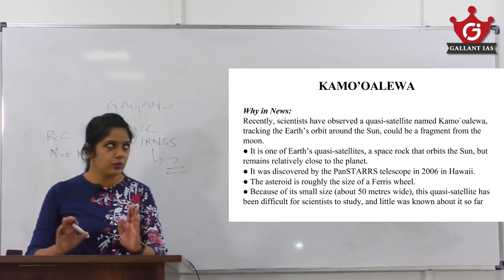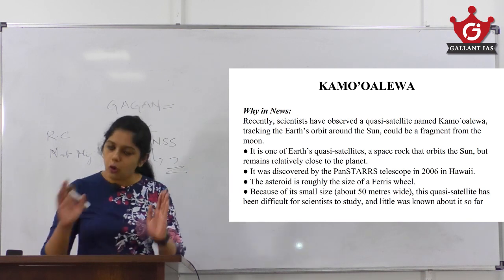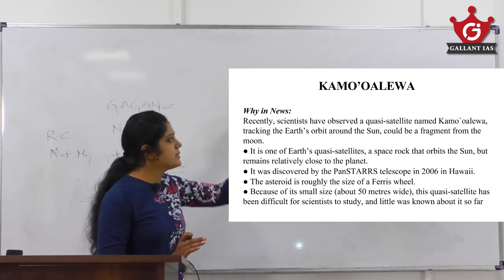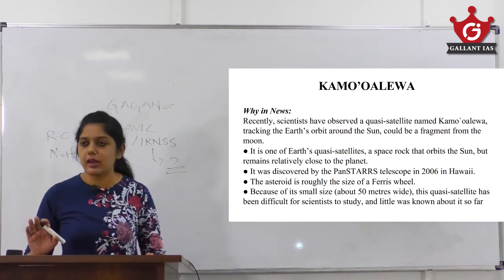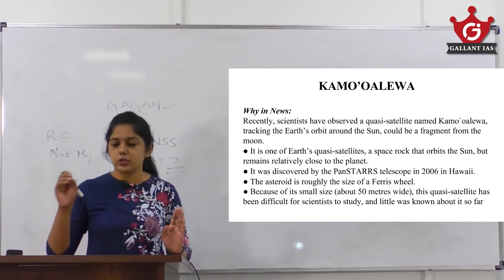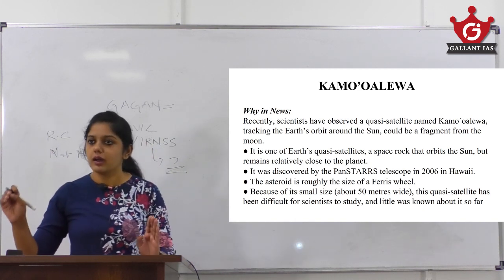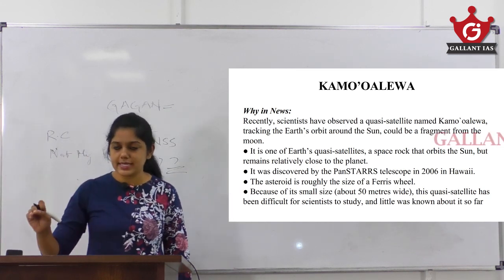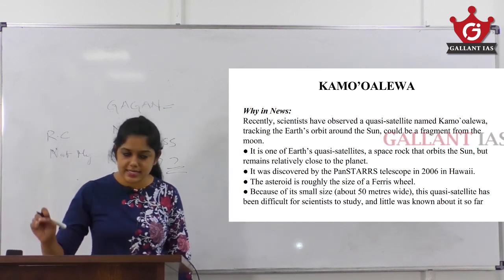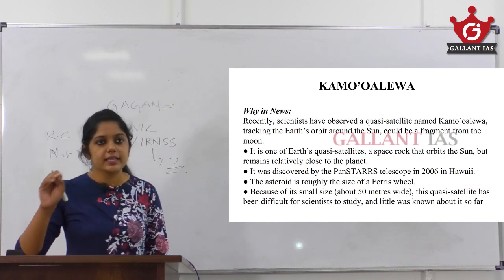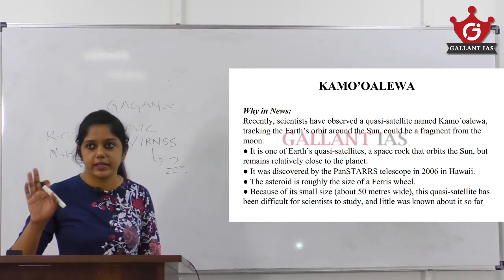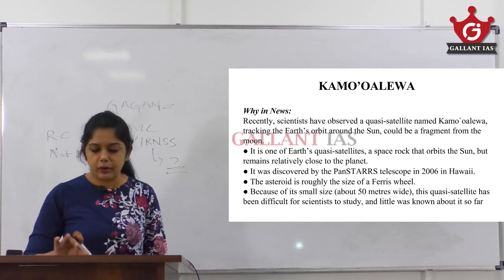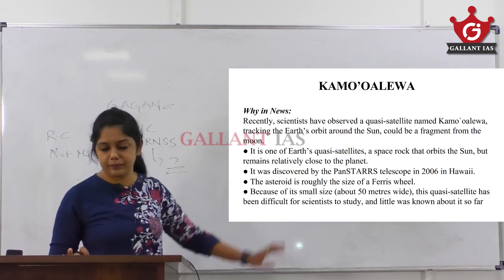Okay, so you should know there is a quasi-satellite. What is a quasi-satellite? And the name is Cam Oliva. See, sometimes they will ask you, recently an object was in news called Cam Oliva. What is it? And they will give you statements. See, it is a quasi-satellite. A quasi-satellite orbits the sun, but the orbital speed is similar to the Earth. Fine. Technical, not so important. Just make a note of the name.